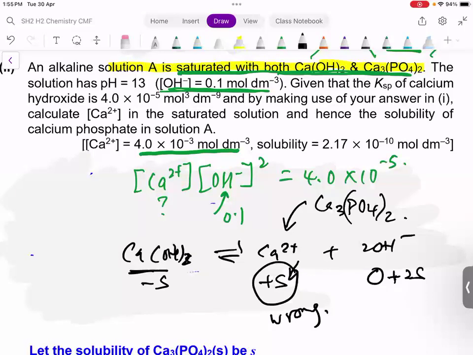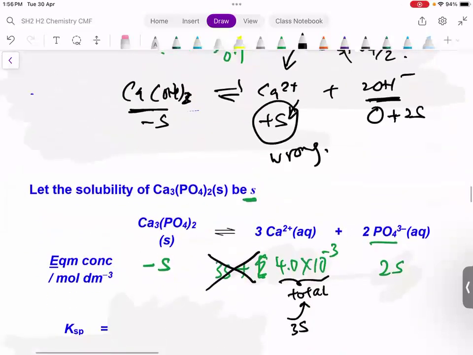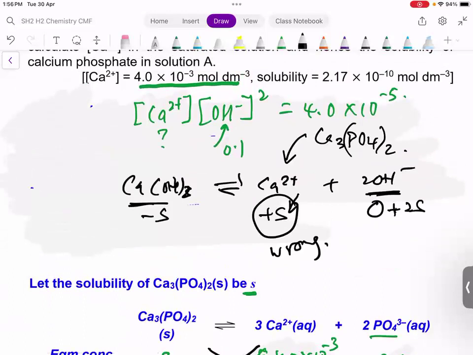Yeah. So the only way to calculate the unknown calcium 2 plus must be using the known value of pH. Then you substitute to equate it to the Ksp value. Yeah, that's the only approach. Any other question?